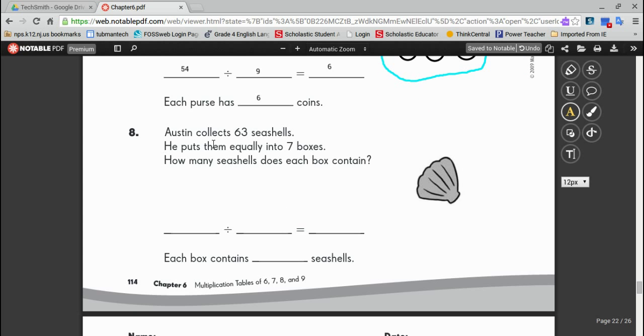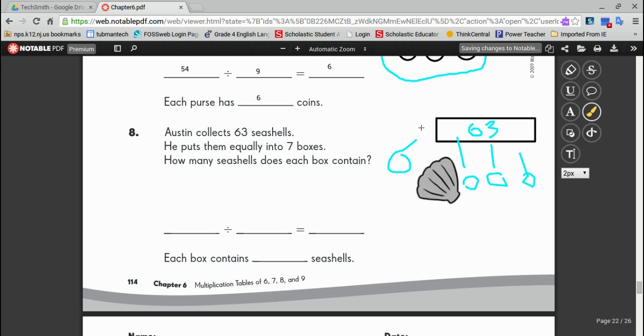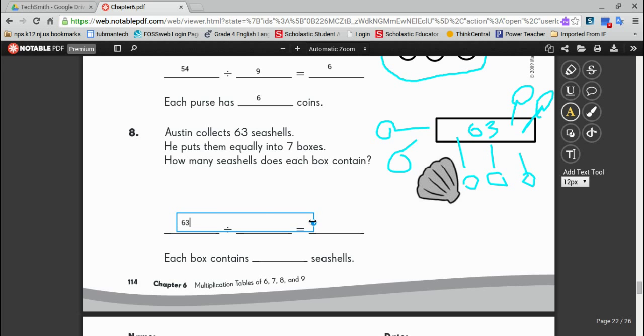Over here, Austin collects 63 seashells. He puts them equally into 7 boxes. How many seashells does each box contain? So here we go. I'm going to draw a simple picture again. I have 63 seashells, and I'm going to move these into 7 boxes. So here's 1 box, 2 boxes, 3 boxes, 4 boxes, 5 boxes, 6 boxes, and 7 boxes. I'm taking 63 and sharing it, or splitting it, into 7 boxes. And when I split or share equally, I am dividing again. So I'm doing 63 divided by 7.